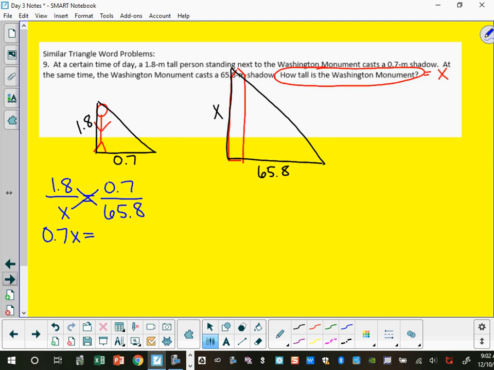118.44. 118.44. Alright, now what do we do? Divide by 0.7. Divide by 0.7. Alright, so what is x going to be? 169.2. 169.2, good.